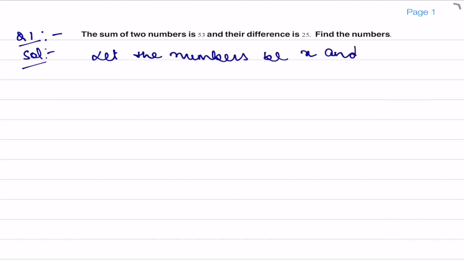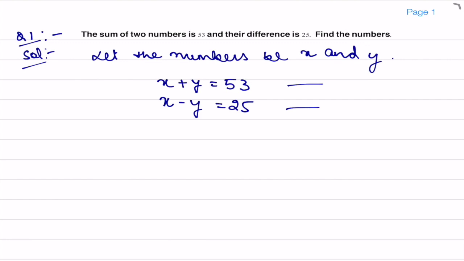Now just read the statement carefully. The sum of two numbers is 53, so x plus y is equal to 53, and their difference is 25, so x minus y is equal to 25. Now we have got two equations. Now it's the same as the previous questions that I have explained: substitution method, elimination method, and the last is cross multiplication method. The choice is yours.